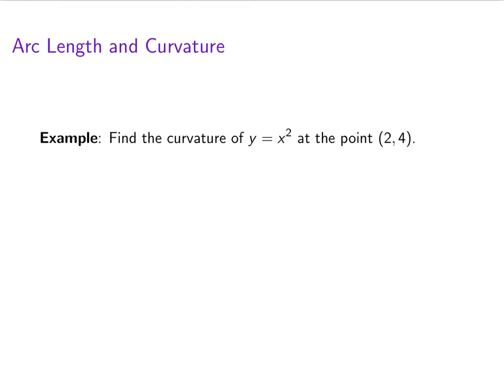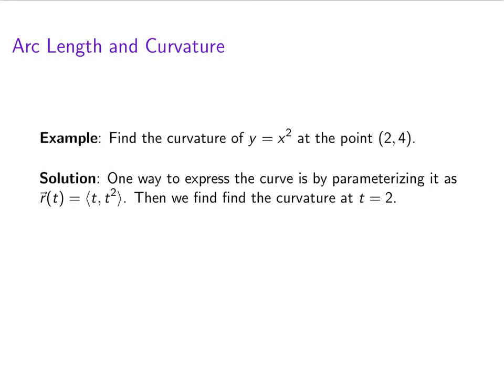Hello, calculus fans. Let's find the curvature of the parabola y equals x squared at the point (2, 4). Seems pretty straightforward. One way we can do this is by parameterizing the curve as (t, t squared). And then we'll find the curvature at t equals 2.